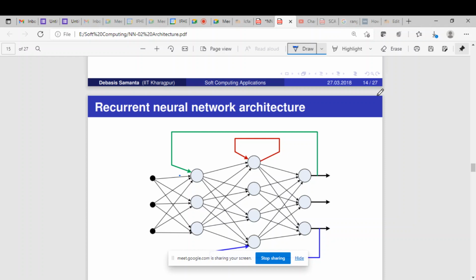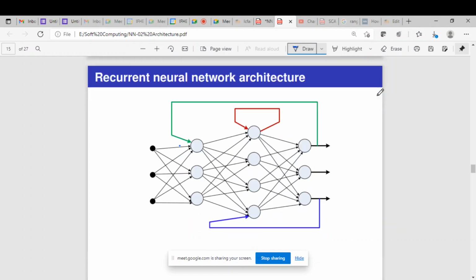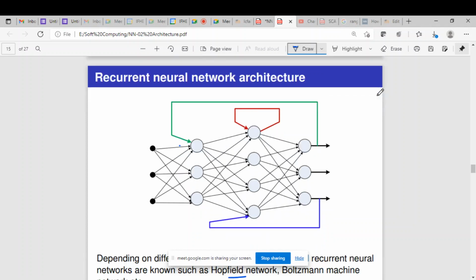In case of a single layer architecture, there will be only one layer. That itself will be the input layer and the output layer. Whereas in a multi-layer architecture, there will be a separate input layer and an output layer. Apart from that, there can be any number of intermediate layers, which are also called hidden layers.